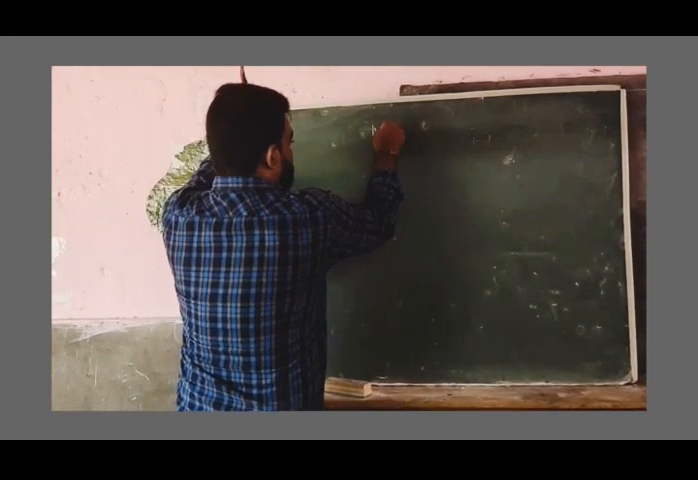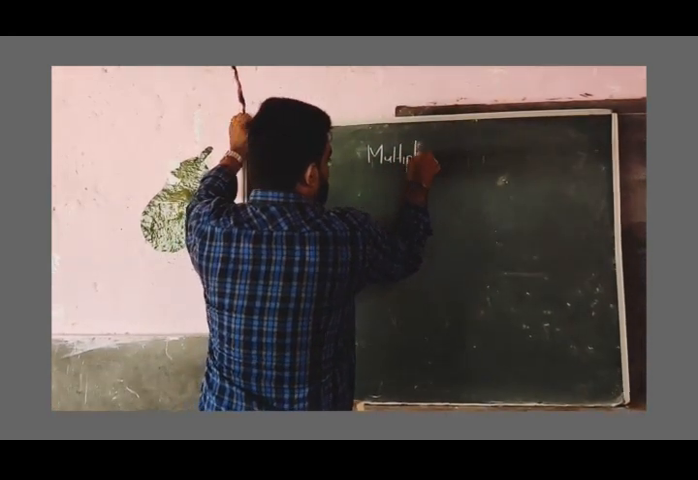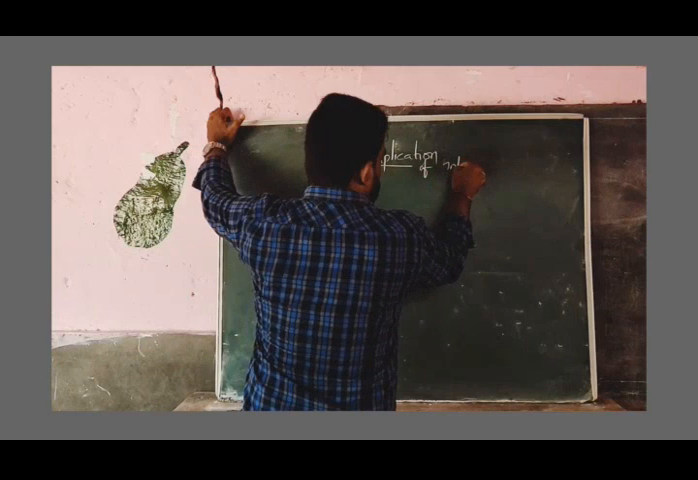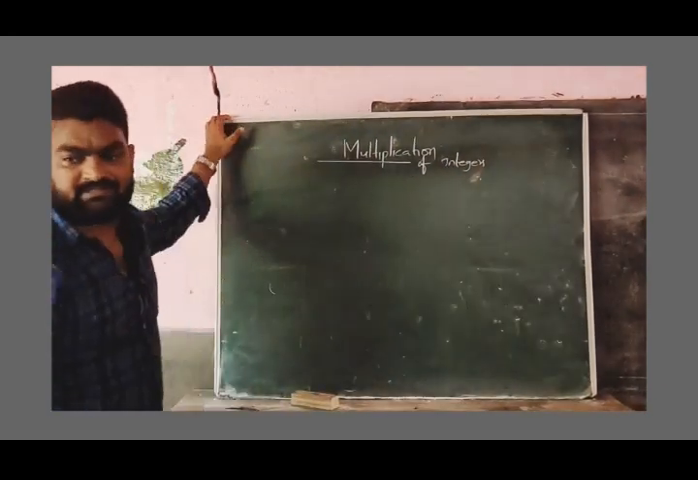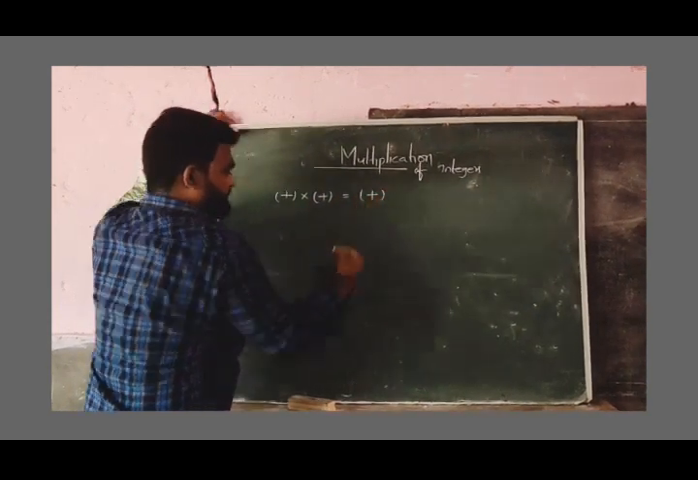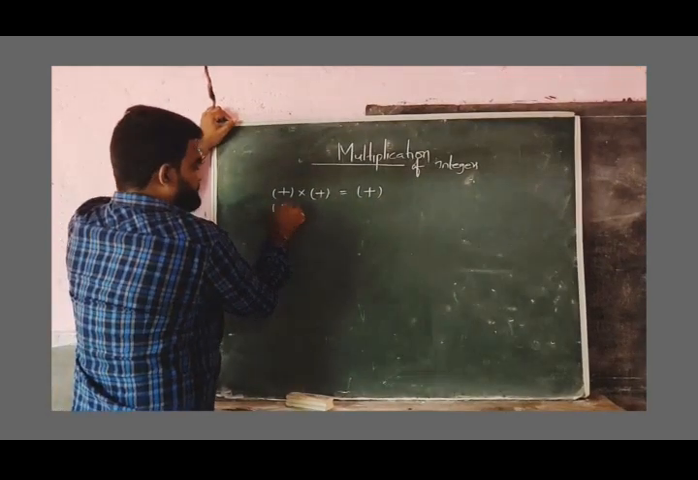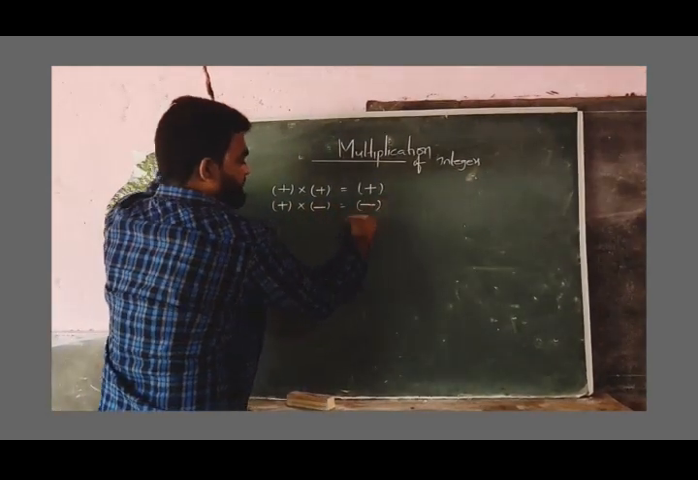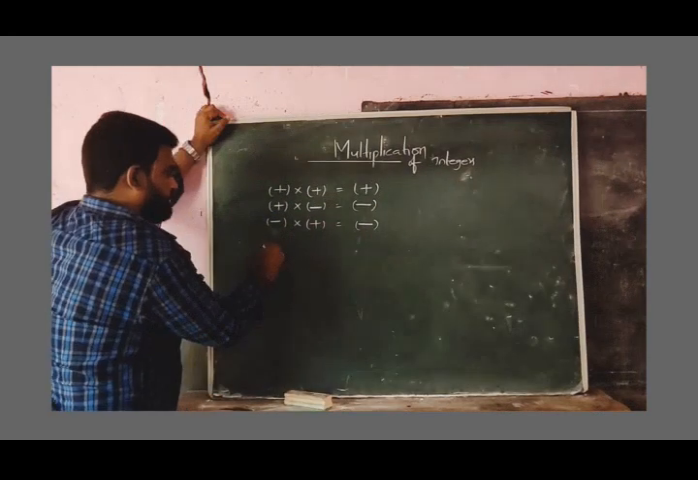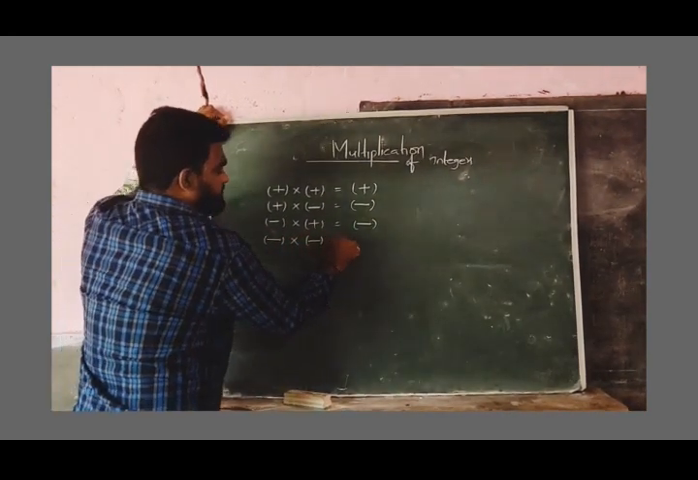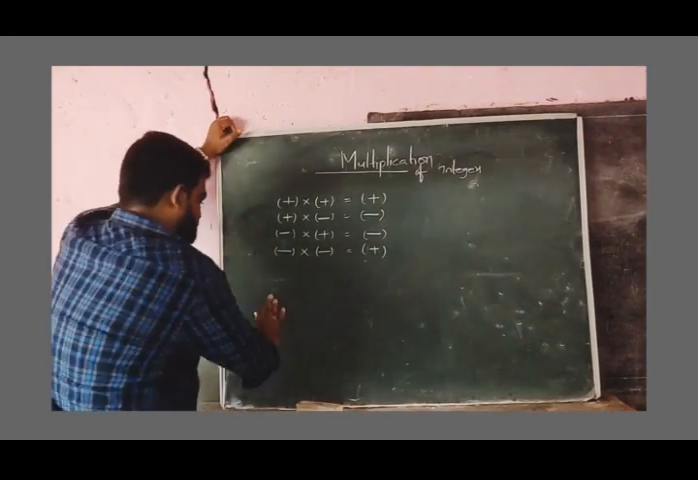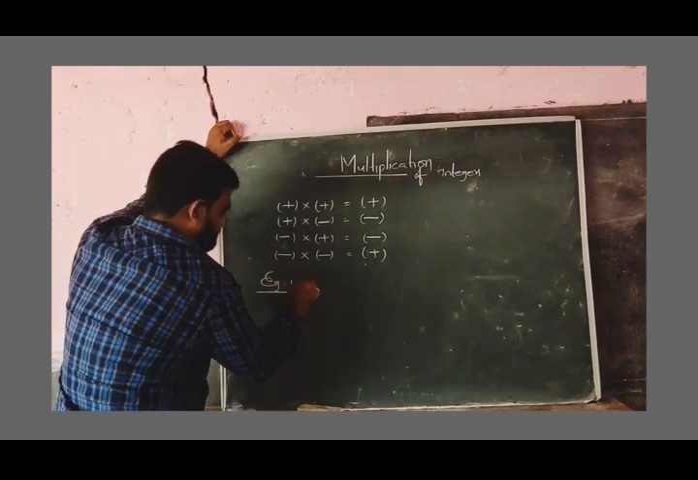Now I am going to explain the multiplication of integers. Multiplication. Okay, listen to me. Plus into plus is equal to plus. Plus into minus is equal to minus. Minus into plus is equal to minus. Minus into minus is equal to plus. Okay?